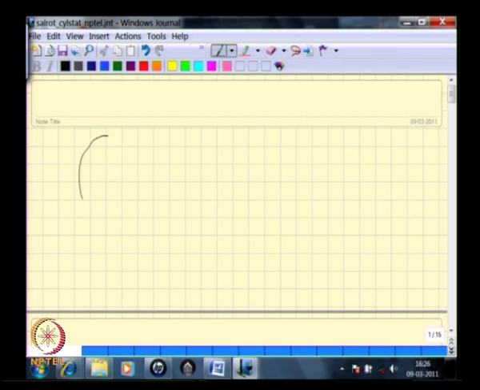You had a cylindrical stator inside which you have a cylindrical rotor. You had a coil on the stator, and we found out an expression for the self inductance of the stator coil. We had a coil on the rotor, and we found out the self inductance of the rotor coil, and then we also found out an expression for the mutual inductance between the stator and the rotor coil.